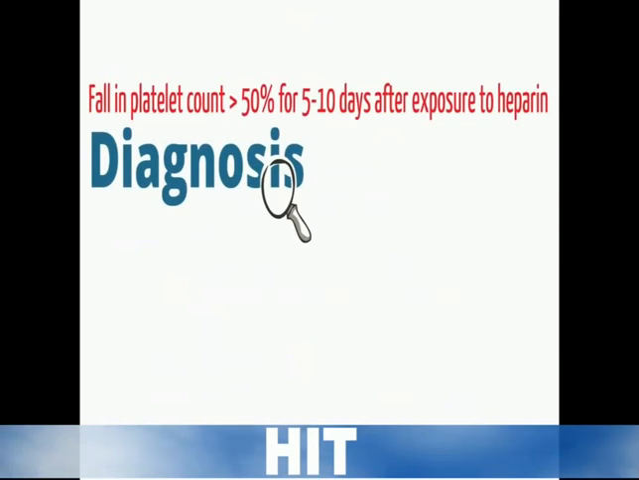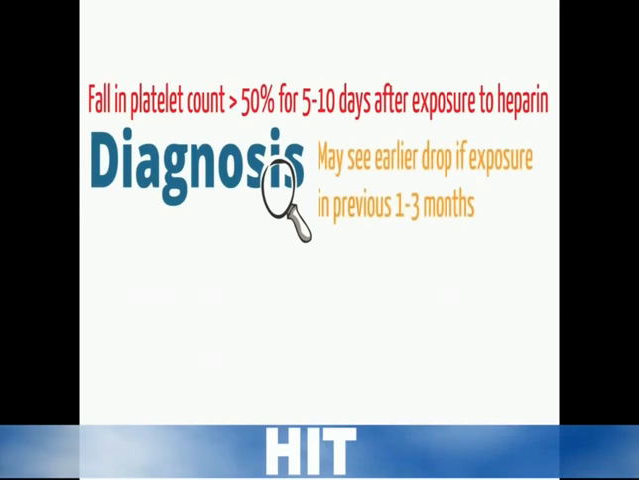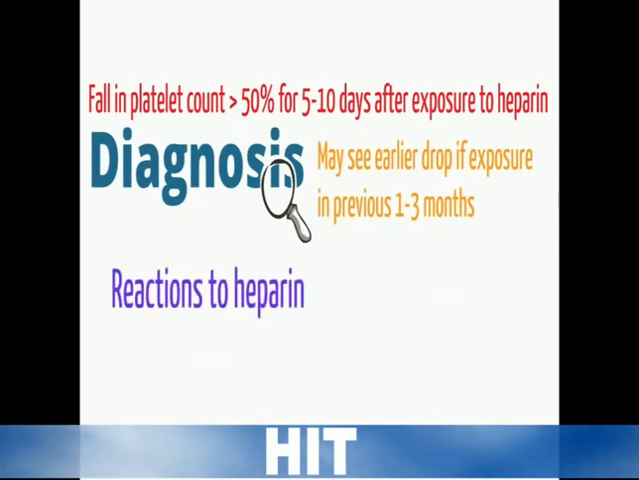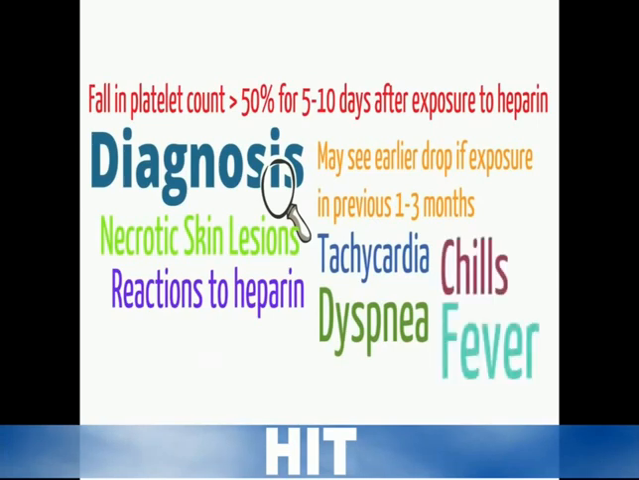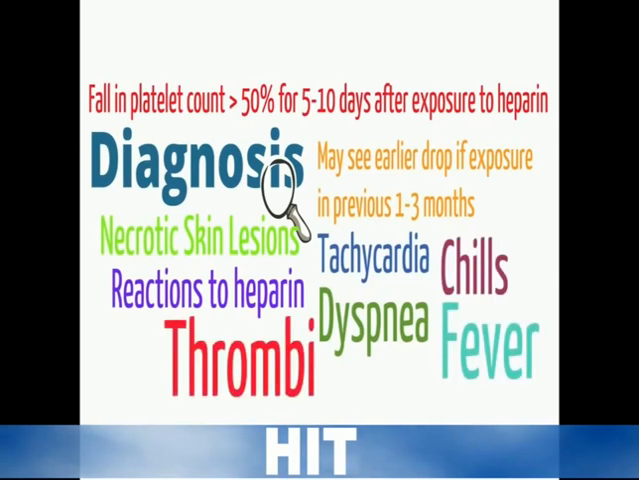If a patient with a current exposure to heparin has a 50% drop in their platelets after 5 to 10 days of exposure, this would indicate this patient likely has HIT. Now keep in mind, this time frame may be shorter if they had a previous known exposure to heparin. Other important findings that are indicative of HIT is if your patient develops a reaction to heparin. These reactions to heparin include necrotic skin lesions, tachycardia, dyspnea or difficulty breathing, chills, and fevers.